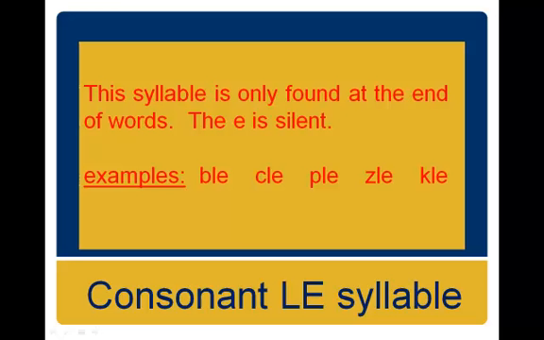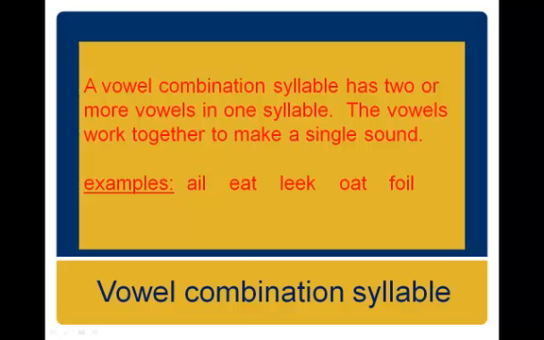This syllable is only found at the end of words, the consonant LE syllable. The E is silent. Some examples: bull, coal, pull, zol, coal. A vowel combination syllable has 2 or more vowels in one syllable. The vowels work together to make a single sound. Some examples are ale, eat, leak, oat, and foil.